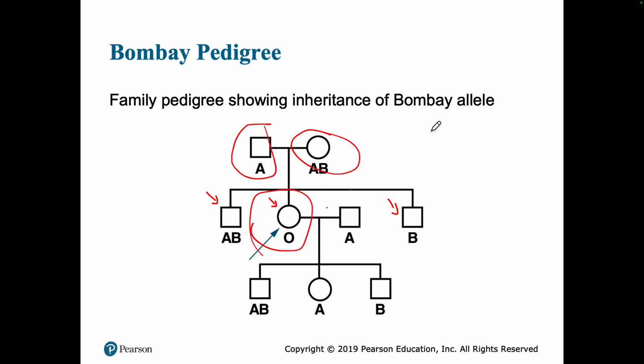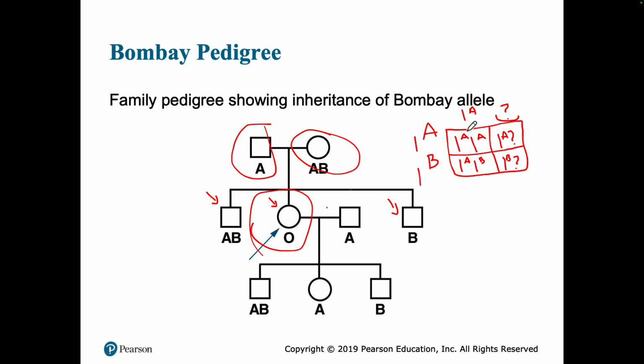Well, this is mom, so she can give A or B, right? IA, IB. This is dad, for sure is going to give an A. We don't know what's going to be over here, and that's fine. Now if we do our Punnett square, even if we don't know the other allele that dad has, that's okay. So this individual would look like this. This individual would be this. This individual would at least be this. This individual would at least be this.